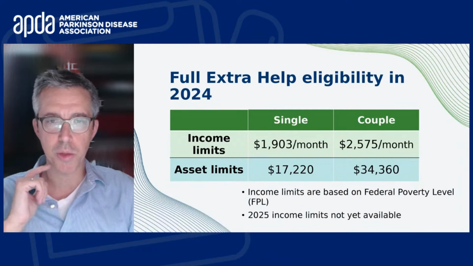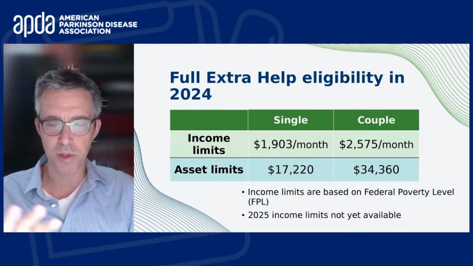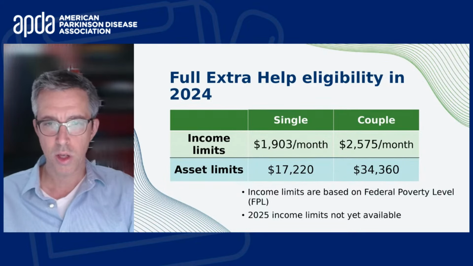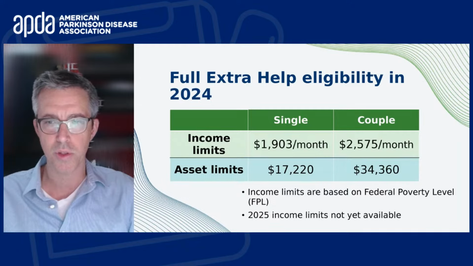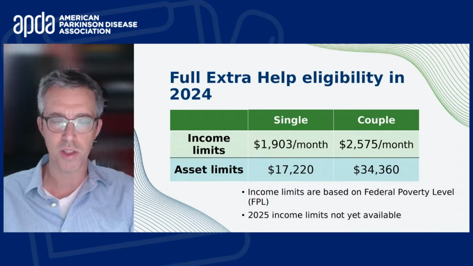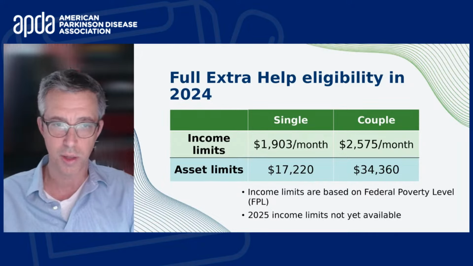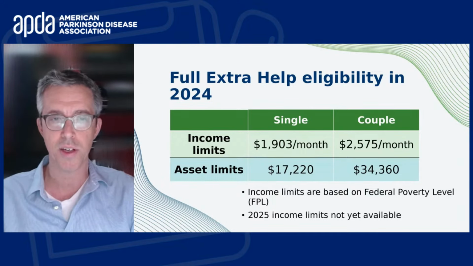Full Extra Help eligibility in 2024. The income limits, and this is a federal program, so this is nationwide, is $1,903 a month gross. Asset limits, $17,220. Those are for singles, and for couples, $2,575 a month. Asset limit, $34,360. If you qualify under these limits, you could call Social Security immediately and have them sign you up for this benefit. You can also fill out the application online.